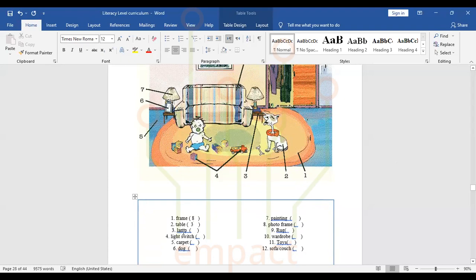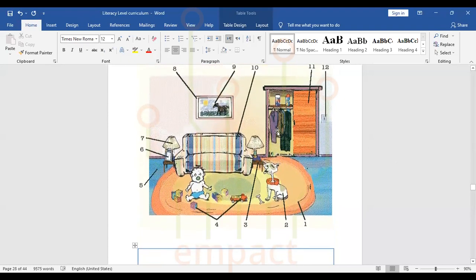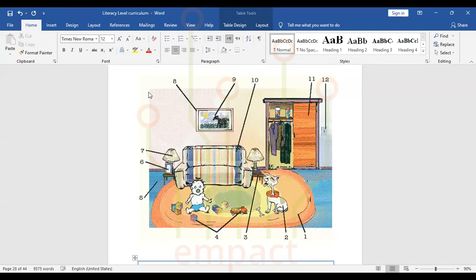Number 3, we have lamp. Which number is the lamp? Yes, Khanum. Yes, Miss. Lamp, number 7. Yeah, this one is the lamp. All right.